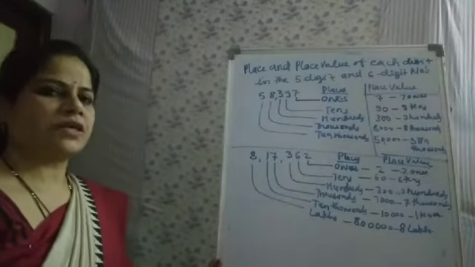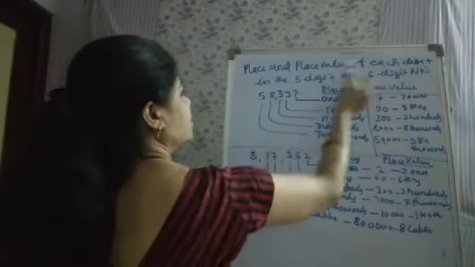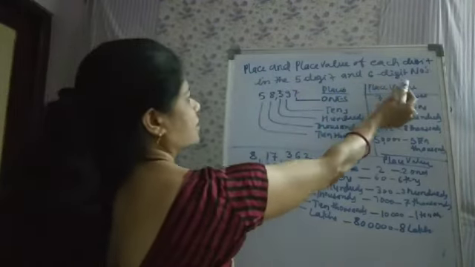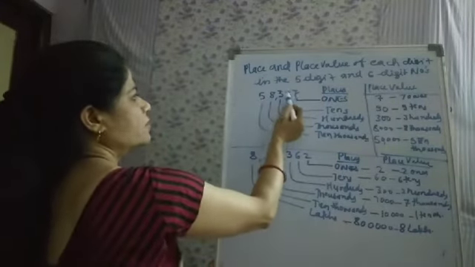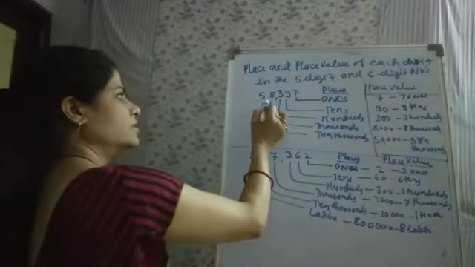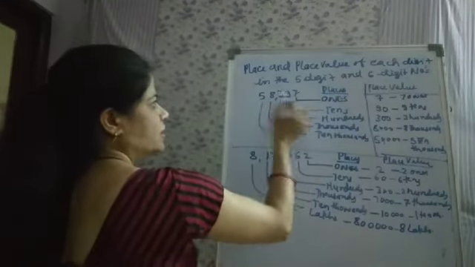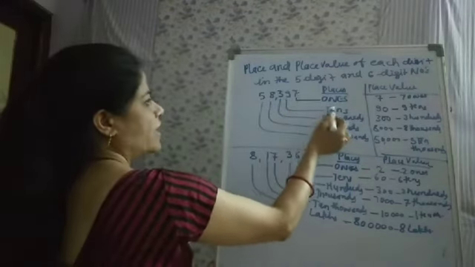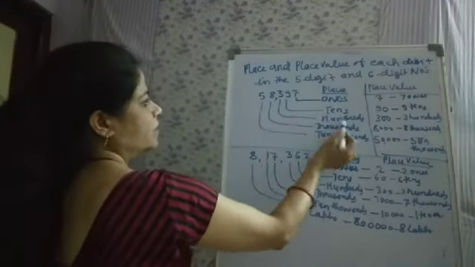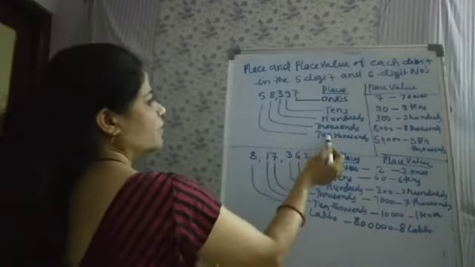Now the next topic is how to write the place and place value of each digit in 5-digit and 6-digit numbers. 58,397. This is a 5-digit number. So first we will write the places of each digit. Place of 7 is ones, place of 9 is tens, place of 3 is hundreds, place of 8 is thousand, and place of 5 is 10,000.